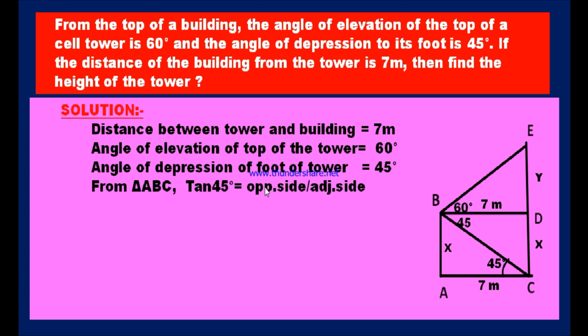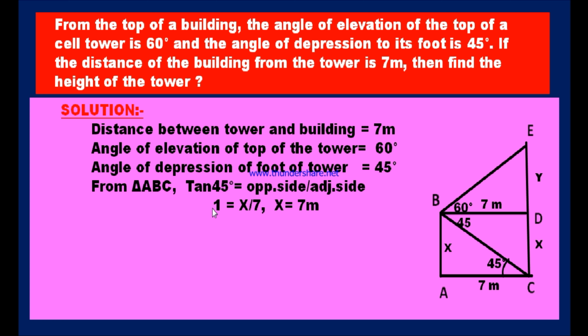Then consider the trigonometrical ratio which is having the relation between opposite side and adjacent side, which is tan 45 degrees. Tan 45 degrees is equal to opposite side to 45 degrees by adjacent side to 45 degrees. Now what is the side opposite to 45 degrees? x. And what is the side adjacent to 45 degrees? 7.